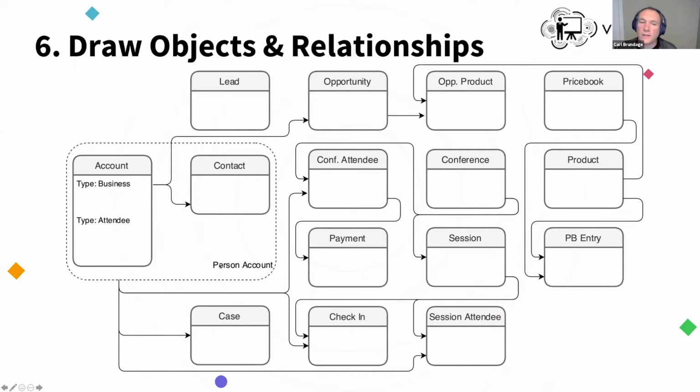I also like to enhance it. I talked about using person accounts. So I'll draw a dotted box around account and contact to show that there's some places where I'm using it as a person. Other times I'm using it as a business account. And I also have the record types on there.